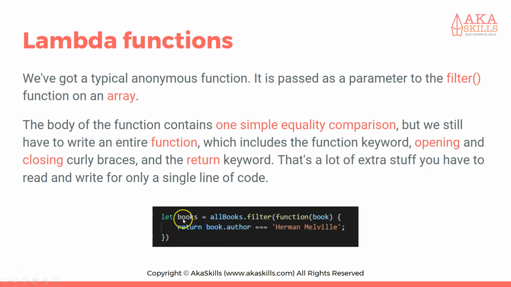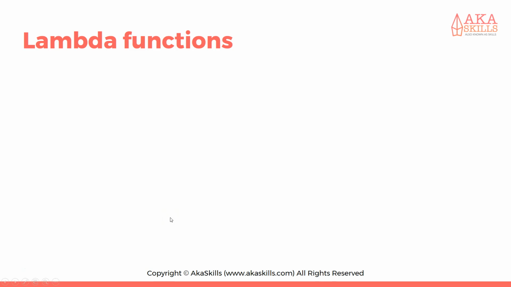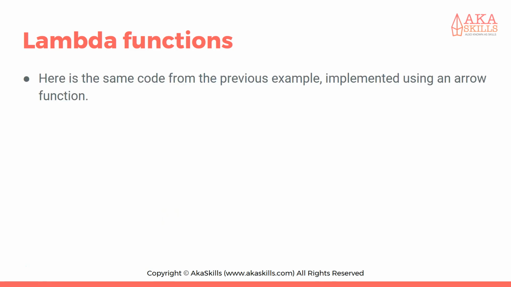And here is how we will do it. We'll say let books equals allBooks.filter, and here I'm saying function that receives book, opening. Here I have to close it, and here I'm saying return if book.author equals some string. Well, here is the same code from the previous example implemented using an arrow function.